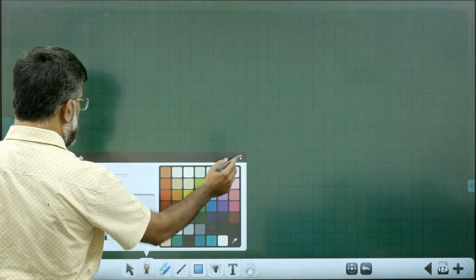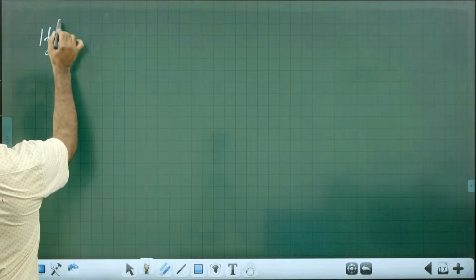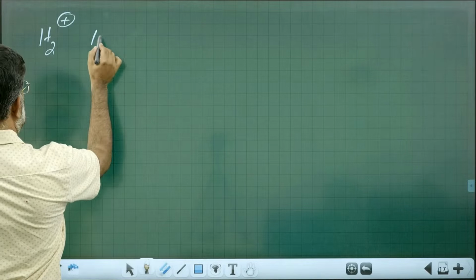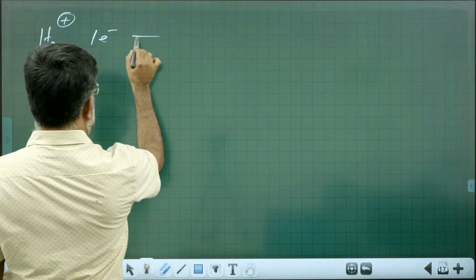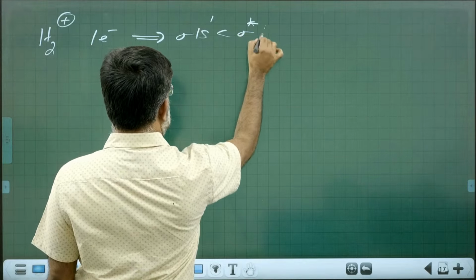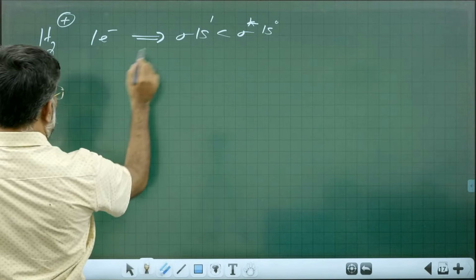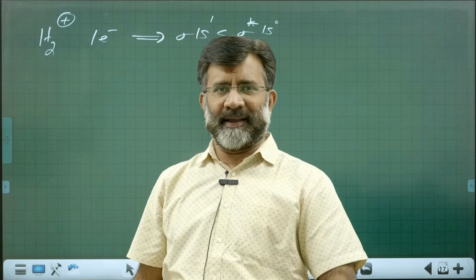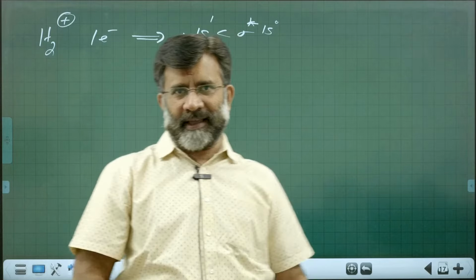How many electrons in H2 plus? H2 contains 2 electrons, H2 plus contains 1 electron. The configuration will be sigma 1s1, sigma star 1s0. Now it is paramagnetic in nature. H2 plus is paramagnetic in nature. H2 is diamagnetic in nature.